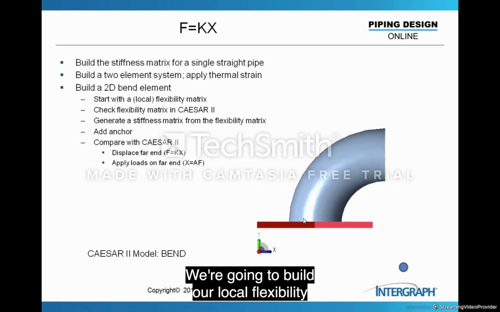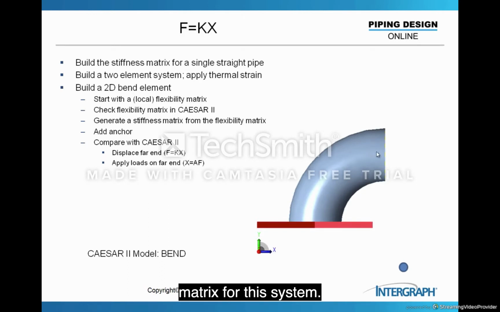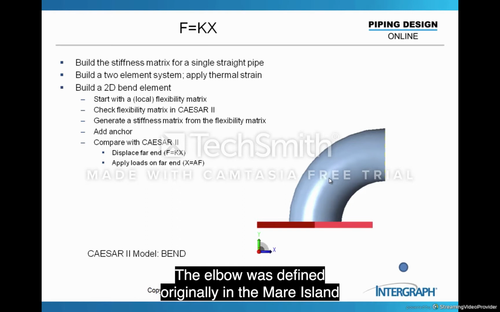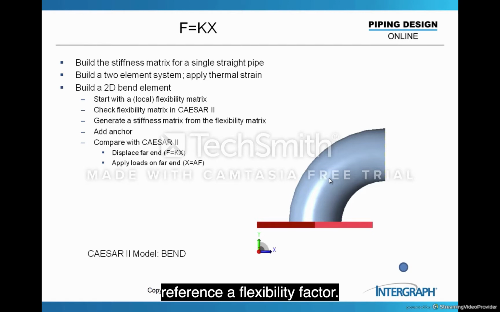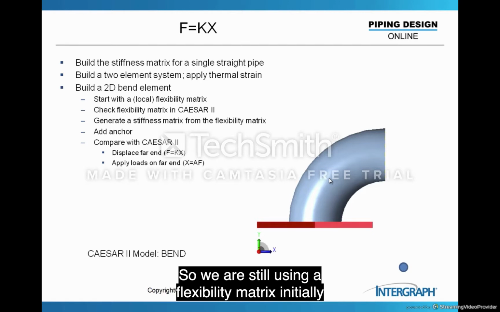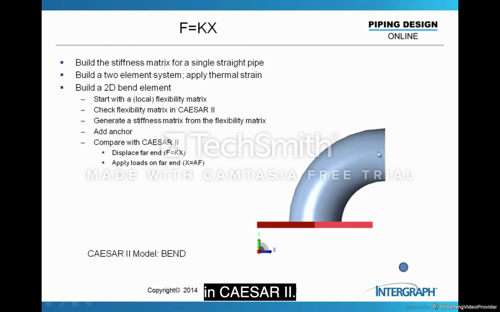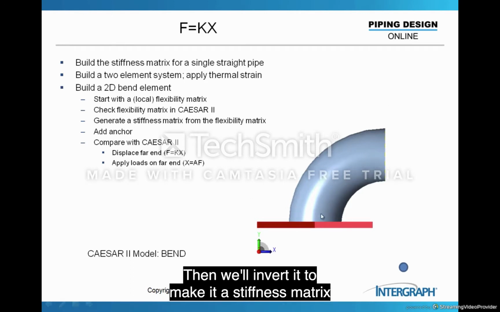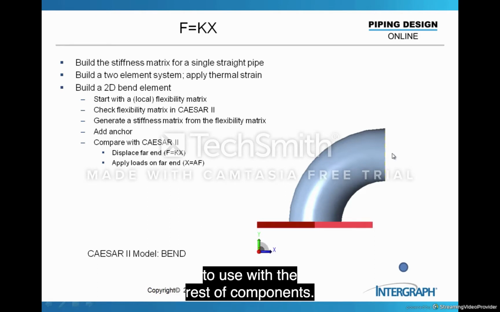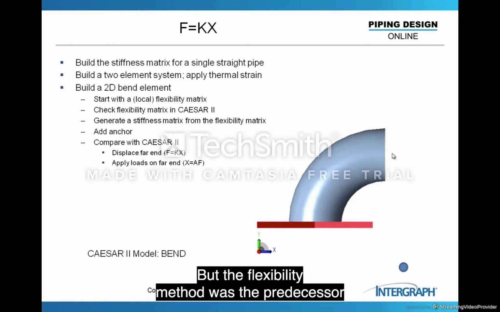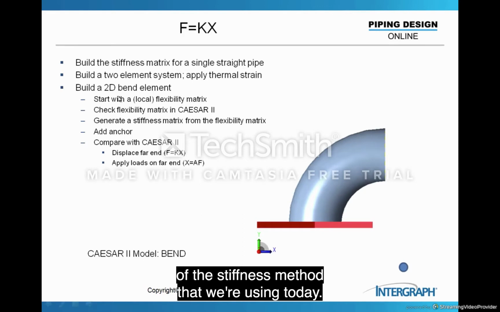We're going to build our local flexibility matrix for this system. It's kind of an interesting point. The elbow was defined originally in the Mare Island program, flexibility method, and the piping codes reference a flexibility factor. So we are still using a flexibility matrix initially in Caesar 2. Then we'll invert it to make it a stiffness matrix to use with the rest of the components. But the flexibility method was the predecessor of the stiffness method that we're using today.